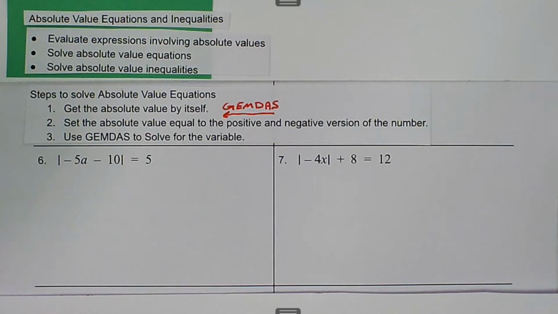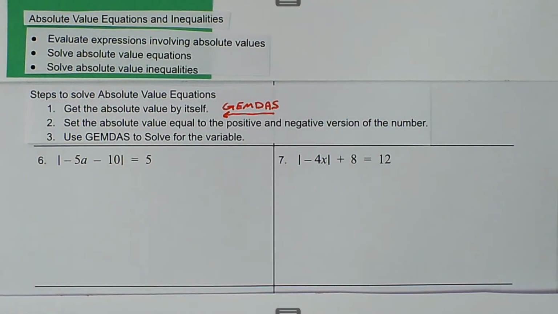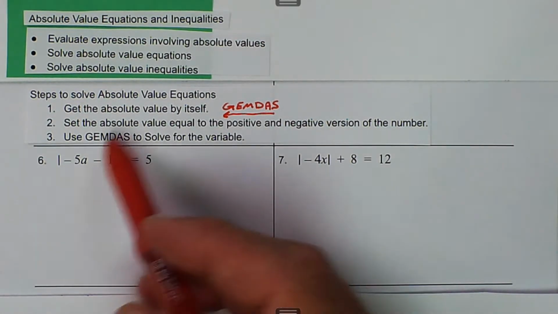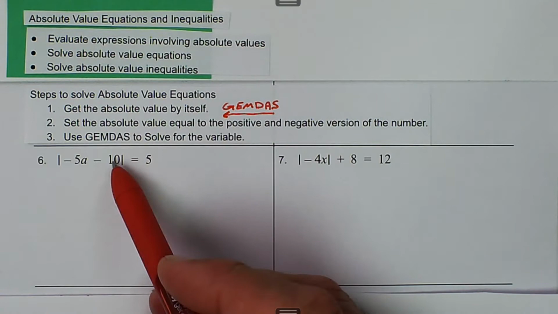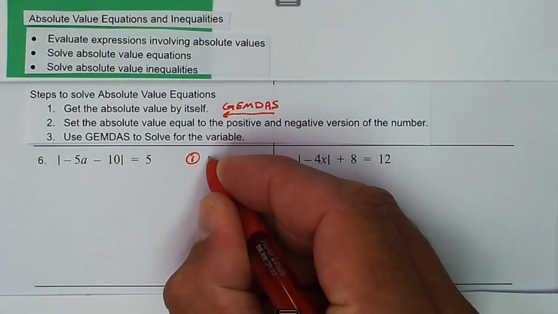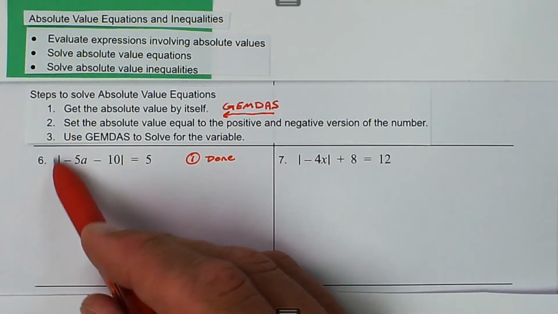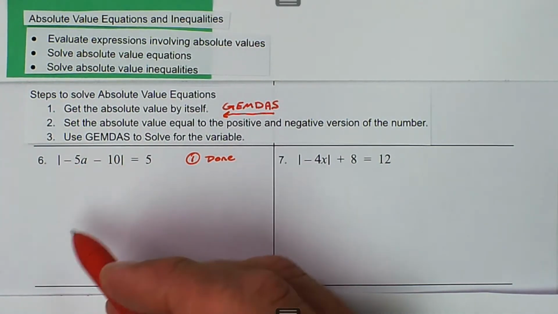We are talking about absolute value equations, and we want to solve absolute value equations. And we want a reminder of the steps that we need to follow in order to get that done. So the first step is get the absolute value by itself. So in this case, we have step number 1. That one is done already. This one's done because there are no operations outside of the absolute value.